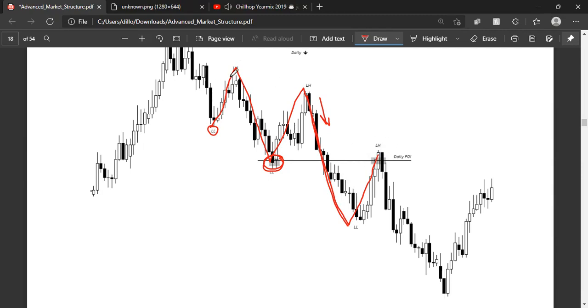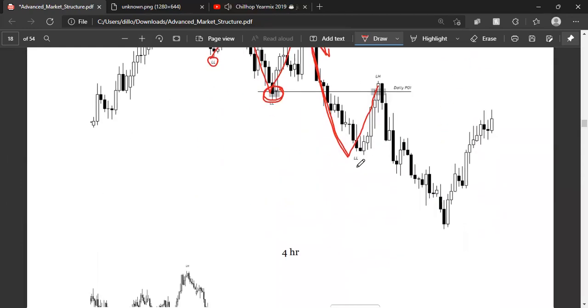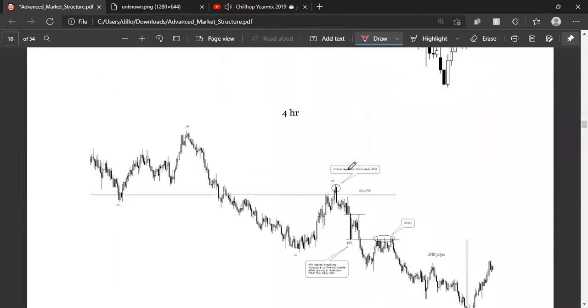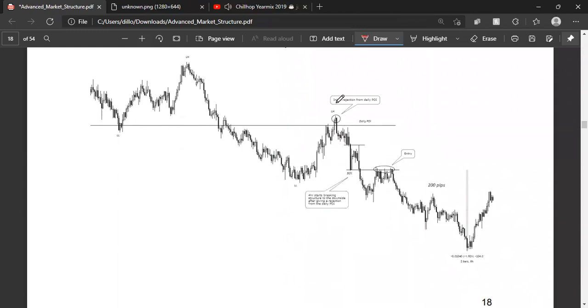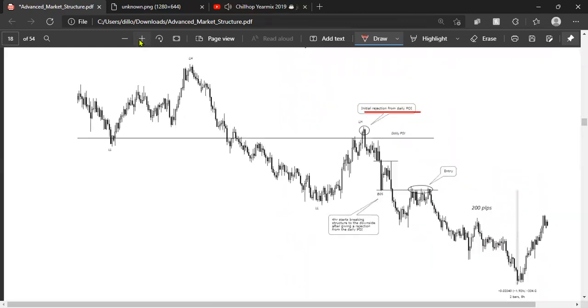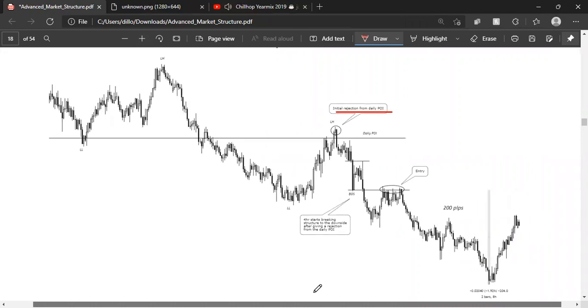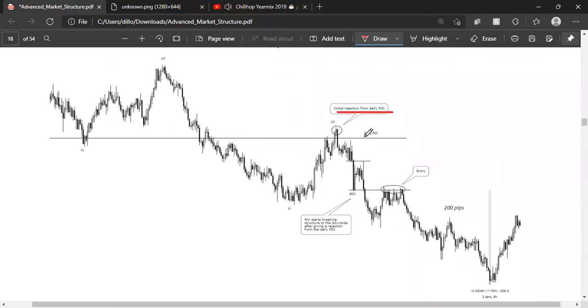All right. So a series of lower lows and lower highs. So what does that put us in, right? That is a downtrend. So our higher time frame, our daily, is bearish. So we go to the 4-hour, and we see the initial rejection right here from that daily point of interest, right?